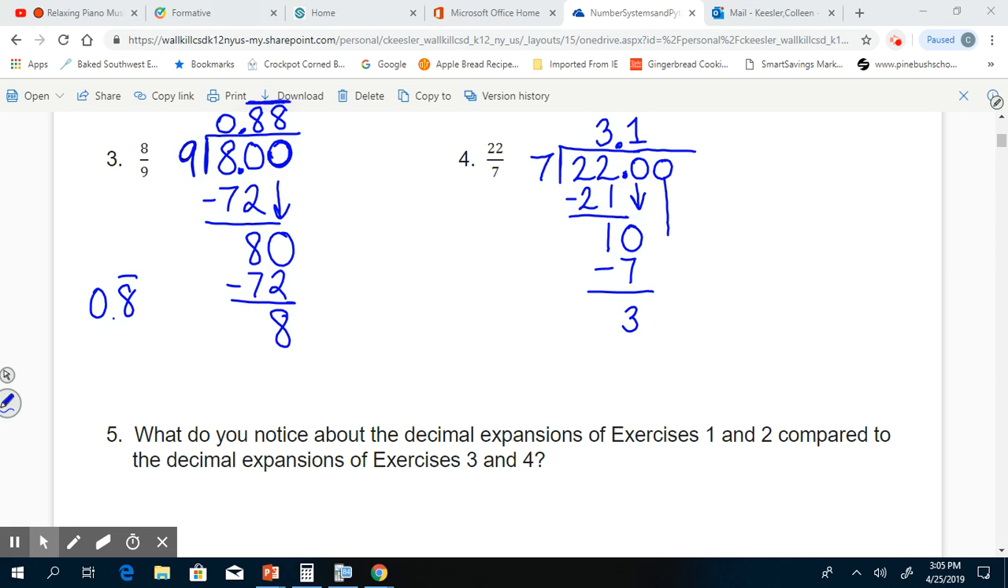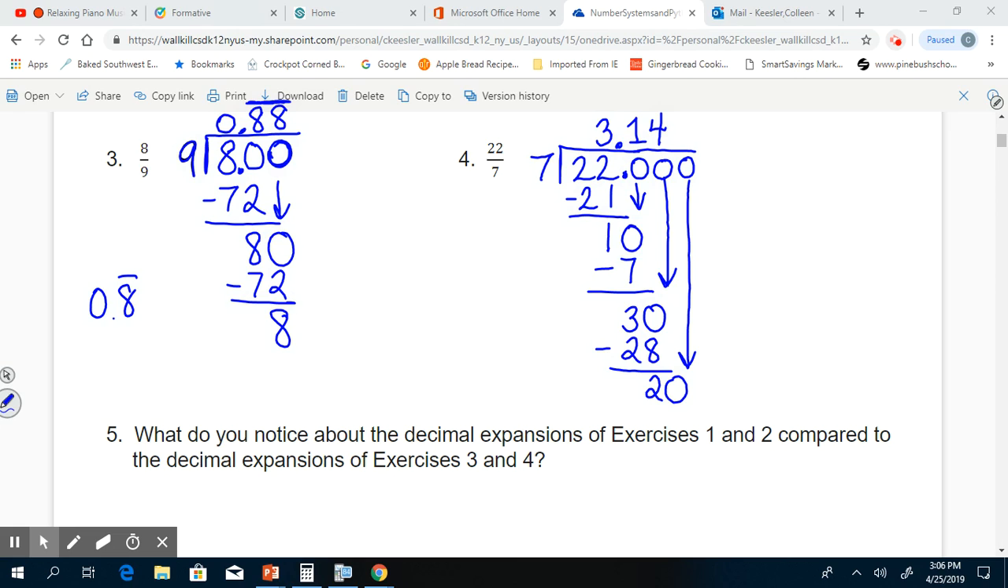Bring down another 0. And we get 30. 7 goes into 30, but not exactly, so that's 4. And 7 times 4 is 28. And 30 minus 28 is 2. So I need another 0.